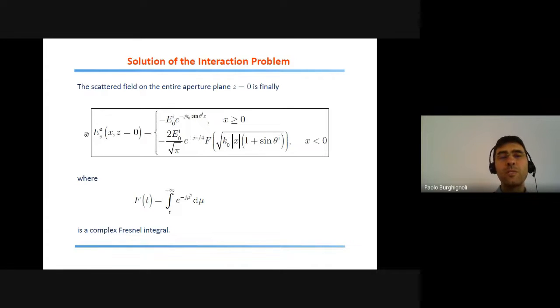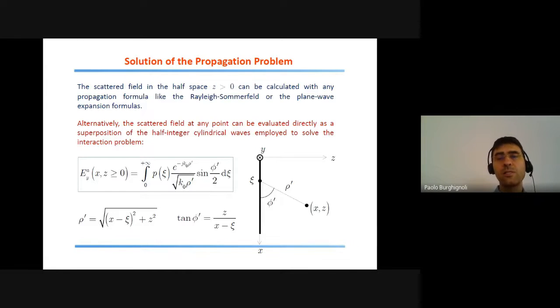And so we have basically solved the interaction problem. Note that the argument of the Fresnel integral depends on x. So this is the dependence on x of the aperture scattered field where there is no metal. Once we know the scattered field on the aperture plane, we may employ standard radiation integrals, as I was mentioning before, to obtain the field everywhere in space.